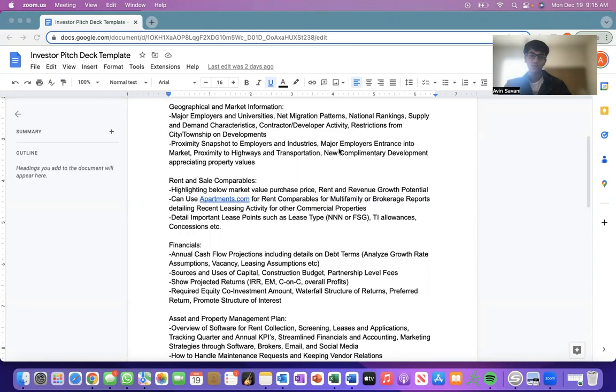So yeah, proximity snapshot to employers and industries. I see a lot of reports, like offering memorandums and other reports online, do this, where they place the subject property in one area, and then they have a quick snapshot of all of the different employers around town, with a quick picture of their logo, and that gives a good idea about what's in the area, right? So I would highly recommend something like that.